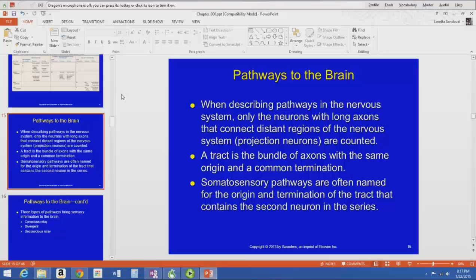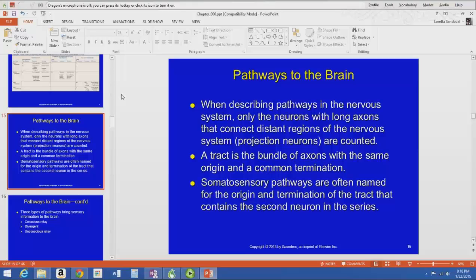Okay, so this is one thing that I really love about the somatosensory pathways. They're often named for the origin and termination of the tract that contains the second neuron in the series. So, for example, in one of the somatosensory pathways, the second neuron goes from the spinal cord to the thalamus, and the neurons that run in that tract are called the Spinothalamic Tract. So it goes from the spine to the thalamus. It tells you where it goes by its name and the direction it goes by its name.